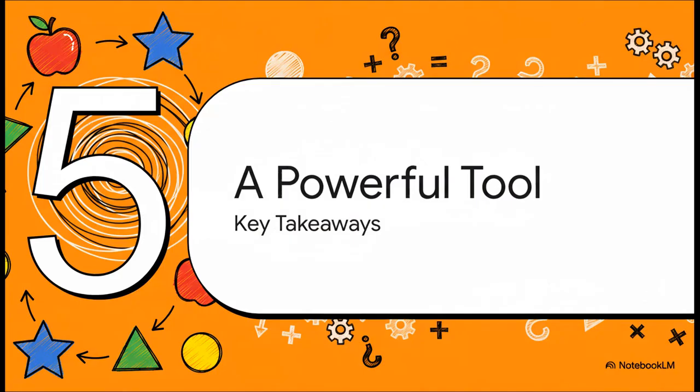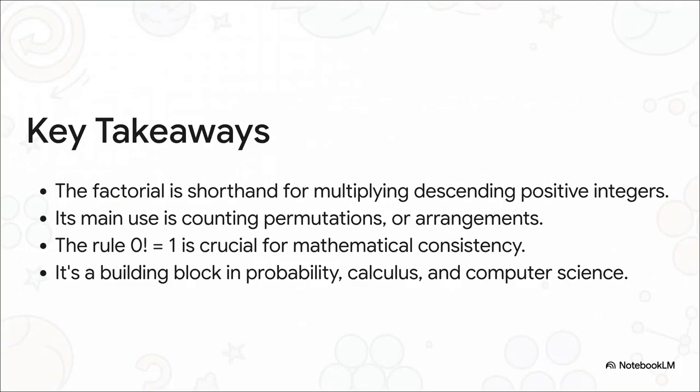So we started with a simple exclamation point, and what do we find? We uncovered a concept that helps us count vast possibilities and serves as a key ingredient across science, math, and technology. So what are the big takeaways here? First, the factorial is a simple shorthand for multiplying a descending chain of numbers. Second, its real power lies in counting permutations, or all the possible ways to arrange things. Third, that weird-looking rule that 0 factorial equals 1 is absolutely essential for keeping math logical and consistent. And finally, this little symbol is actually a giant, a fundamental building block in fields from probability to computer science.